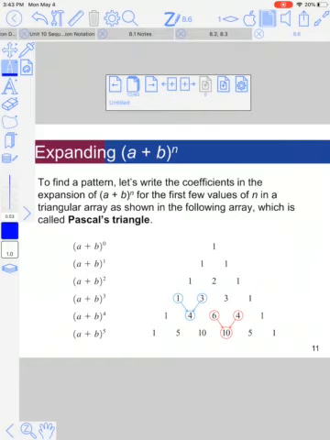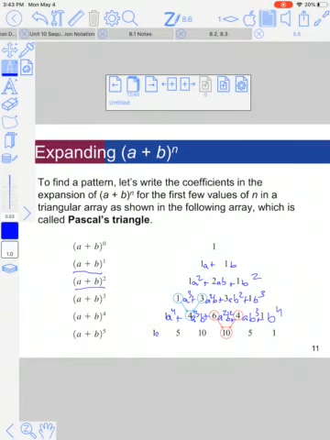Well, if you remember correctly, a plus b to the 1 was 1a plus 1b. A plus b squared was 1a squared plus 2ab plus 1b squared. A plus b to the third would have been 1a cubed plus 3a squared b plus 3ab squared plus b cubed. This would be 1a to the fourth plus a to the third, b to the 1, a squared, b squared, a to the 1, b to the cube, and then b to the fourth.